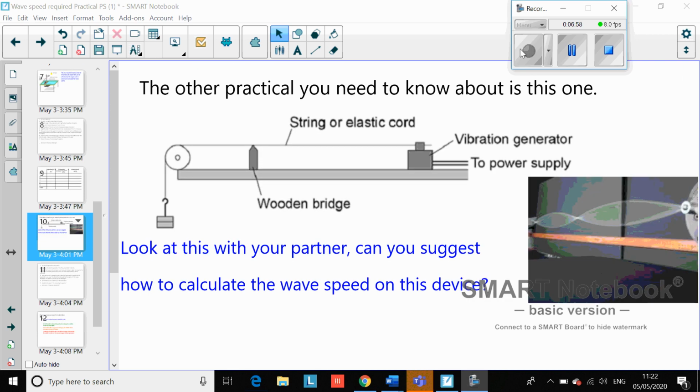Right, welcome back. So the other practical that you need to know is this one, and you should probably have a diagram like this drawn in your book. Some of you will have already clocked this one on page 74 in your revision guide. This is the other required practical that you need to know.